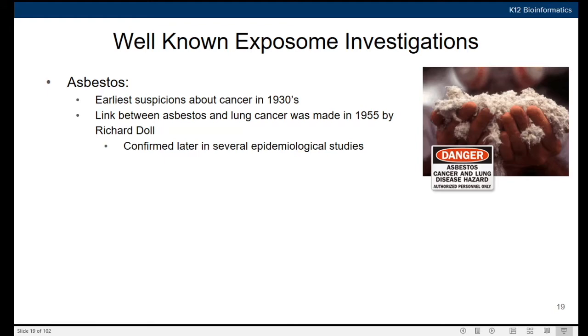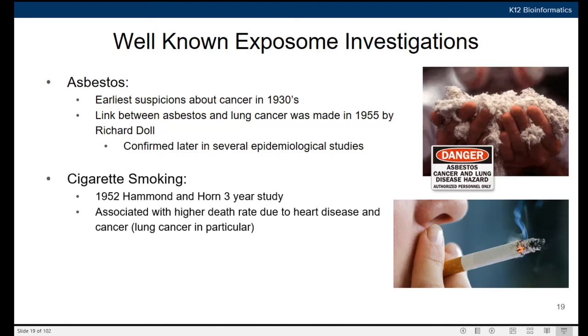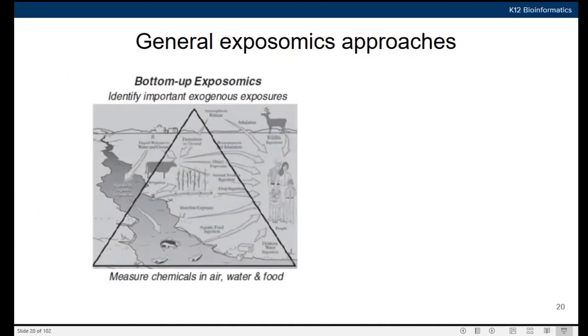Another example of exposome research is likely quite familiar to you. In 1952, Hammond and Horn completed a 3-year study establishing the link between cigarette smoking and both heart disease and, of course, lung cancer. The study of the exposome can be approached in two general ways.